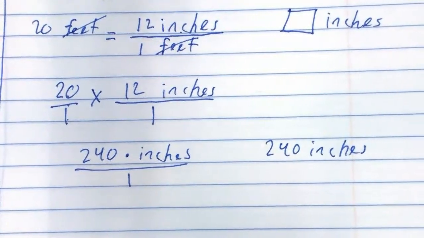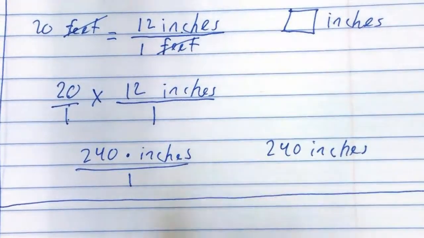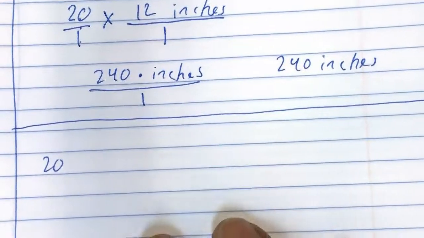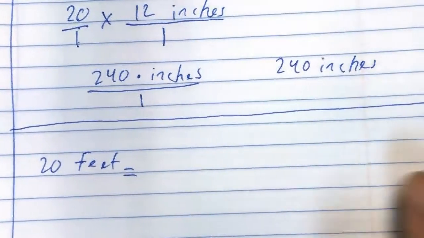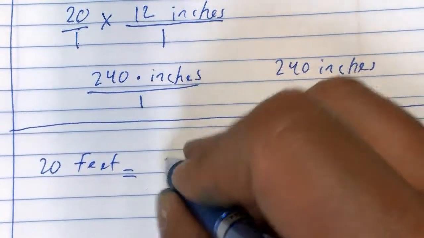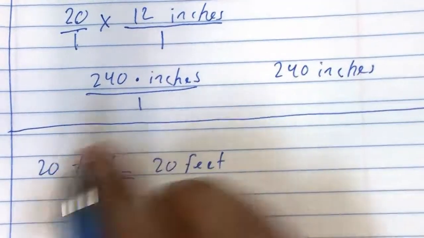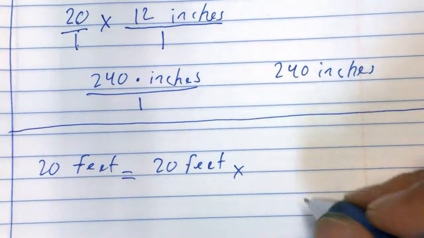So let me do this a little slower. I'm going to do the same thing again. You're going to see me do it a little different, I hope. We know we have 20 feet. What's 20 feet equal to? Well, 20 feet is the same as 20 feet. Kind of obvious, right? That should make sense. 20 feet is the same as 20 feet, obviously. But we're going to change the feet to inches.